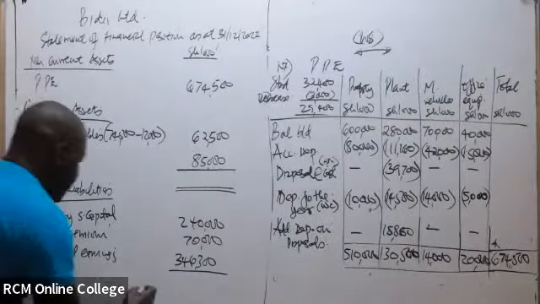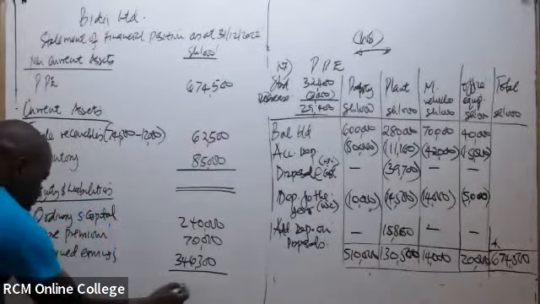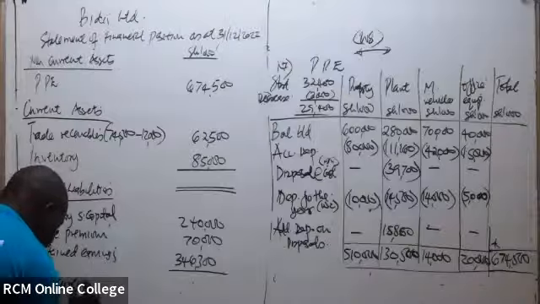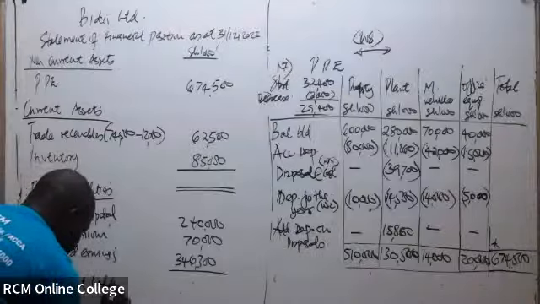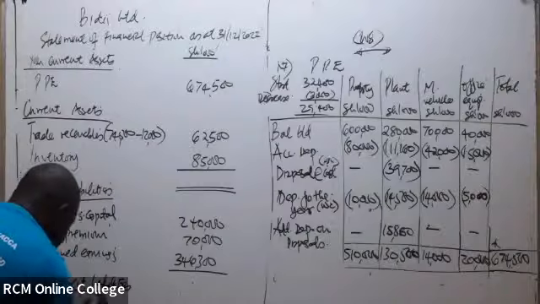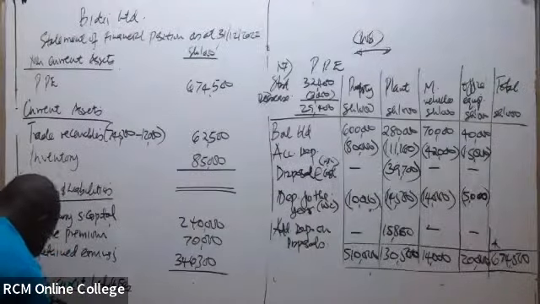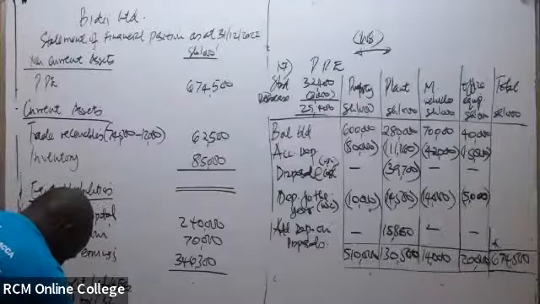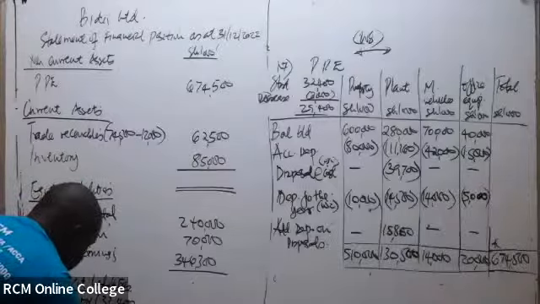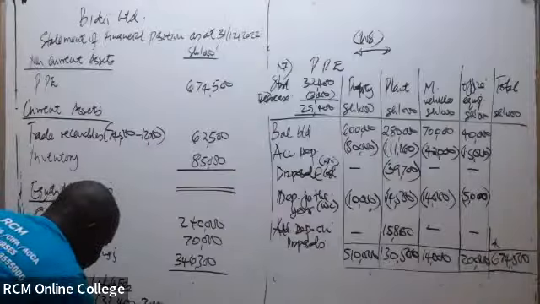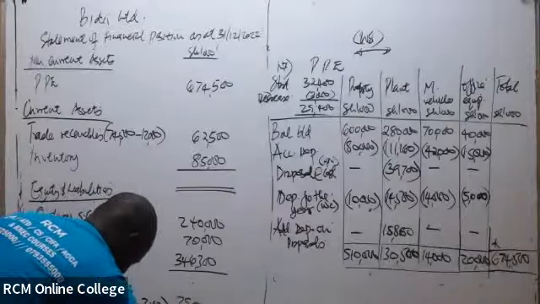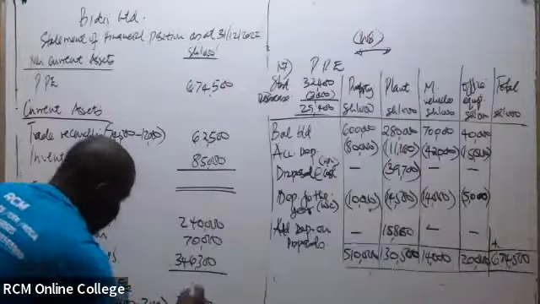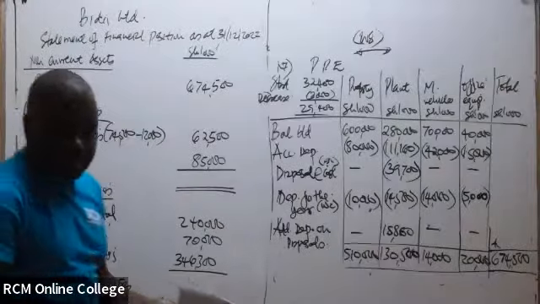So in this case, the non-current liabilities, we have deferred tax, which will be 32,400,000 minus 3 million, which ends up being 29,400,000. So we don't have any other non-current liability.